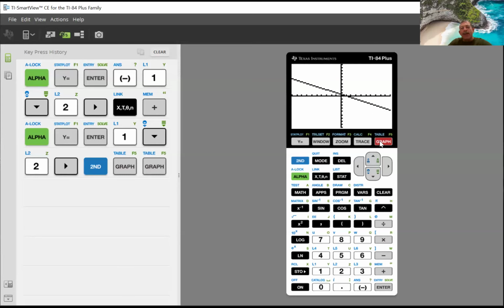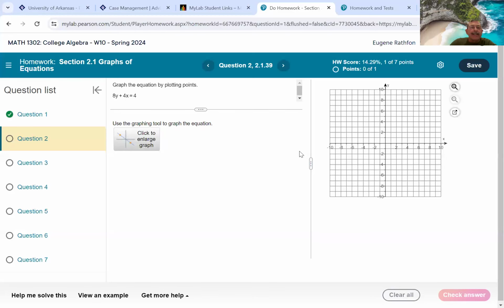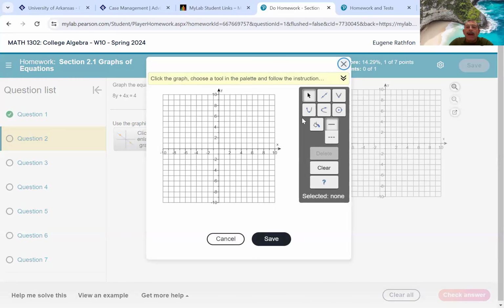So notice it sort of goes downhill left to right. So y'all, we're going to go plot it in MATLAB now. So let me find MATLAB. All right, so this is it. So we're going to click to enlarge graph. Grab the line tool up here.